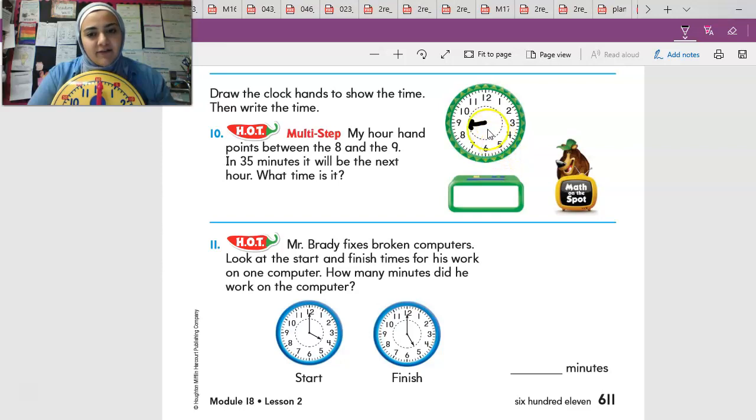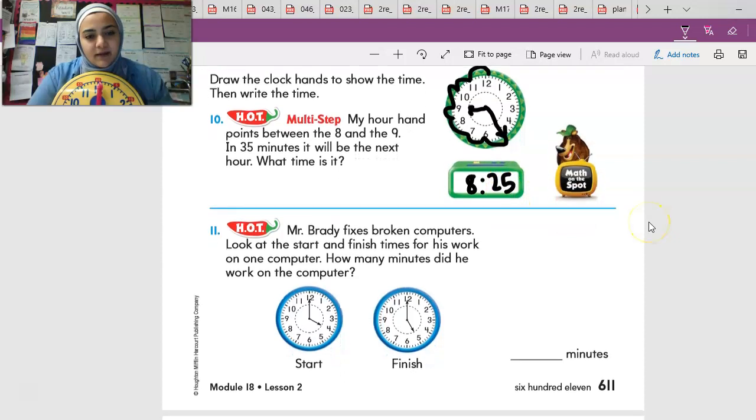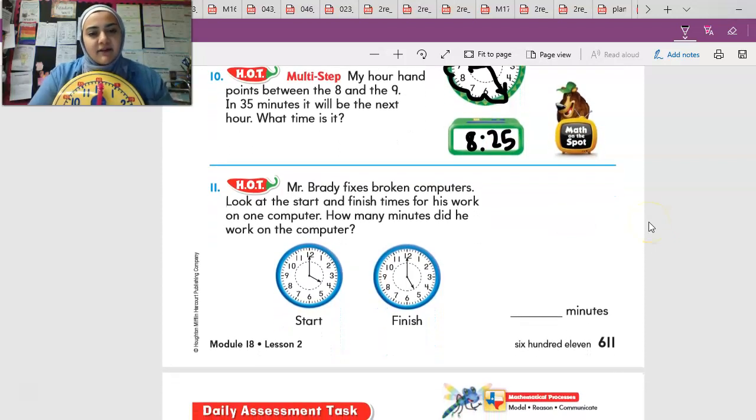Number 11, Mr. Bradley fixes broken computers. Look at the start and finish times for his work on one computer. How many minutes did he work on the computer? He started at 4 and he ended at 5. That means he worked for a whole hour. And remember what I told you guys yesterday? 1 hour is the same as 60 minutes. Equals 60 minutes. Okay, I'm going to abbreviate minutes. MIN is abbreviated for minutes.